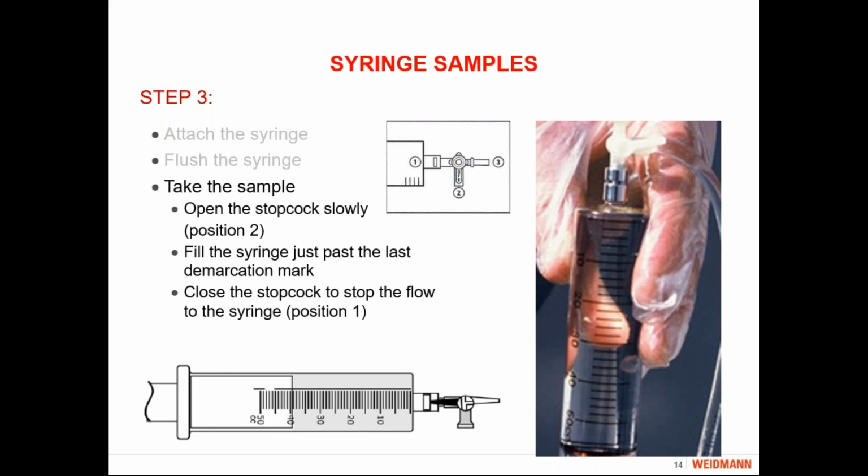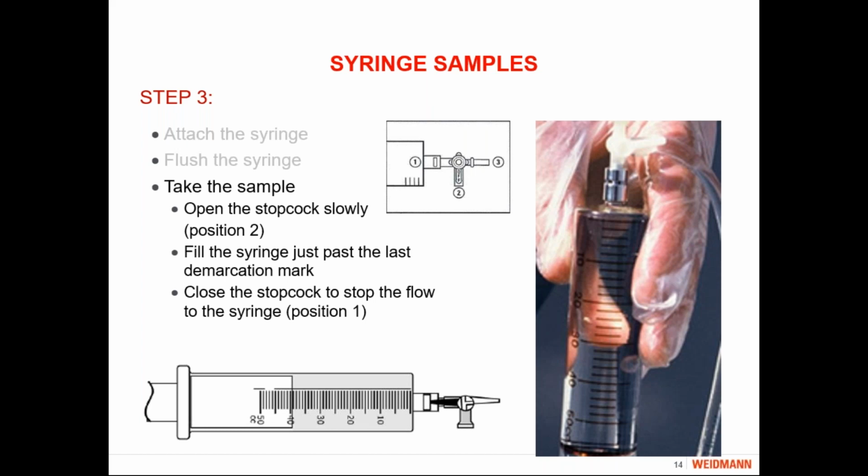Once you've done all that, then it's time to take your sample. Now you'll open the stopcock slowly again to position 2. And you want to do it slowly because that minimizes the chance that you introduce a rush of oil coming in and turbulence, which can introduce unwanted air bubbles. You watch that fill quite slowly, and once it's up to the volume marker, then you can close the stopcock to stop the flow, which again is position 1.